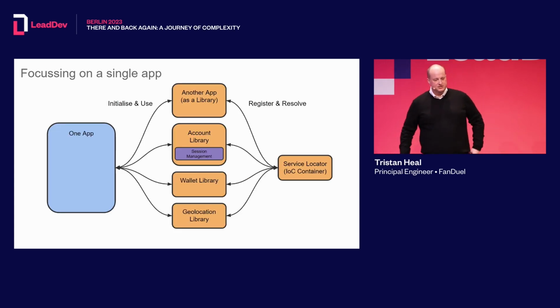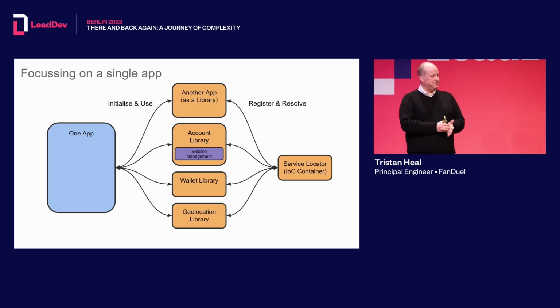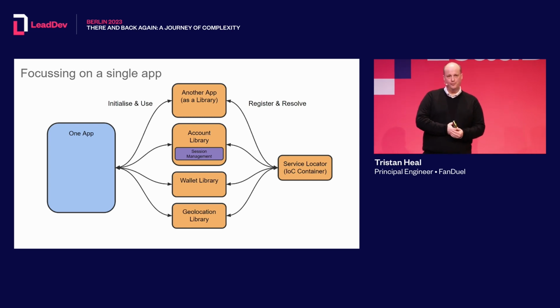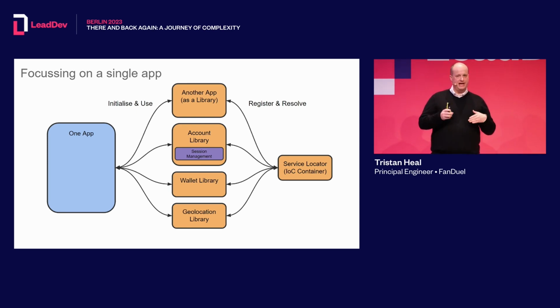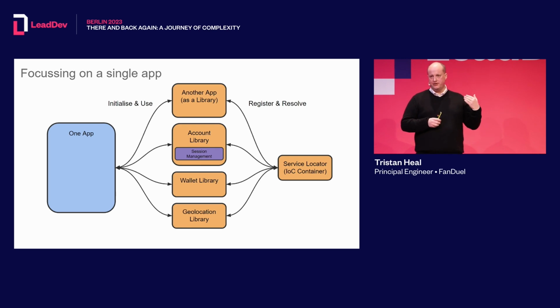Okay, that's better. So, to solve this, we used a pattern which is, I think, quite commonly used in .NET circles, less commonly in native, I think. And that's called the IOC pattern, or the inversion of control. So in this pattern, what we do is we make all our libraries that we make depend on the same service locator or inversion of control container.